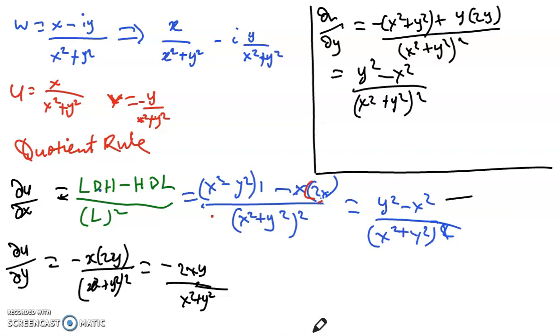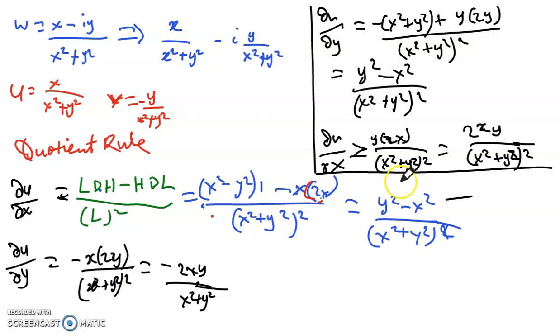So now we are left with one, that is partial v partial x. We want to find partial v partial x. If we do the same thing we did earlier on, we will get 2xy divided by x squared plus y squared, all this squared.